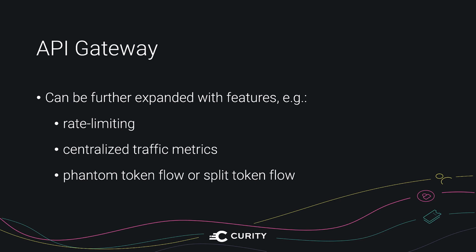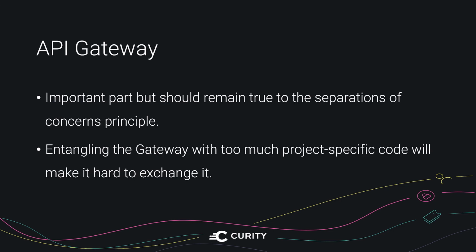Things like rate limiting or gathering some traffic metrics are ideal examples of features your API gateway can have. Phantom or split token flows are examples of security-related features performed by the gateway. They will be described in detail in the second part of this course. As noted before, separation of concern is one of the principles of the neo-security architecture. You should remember about it especially when thinking about the API gateway.